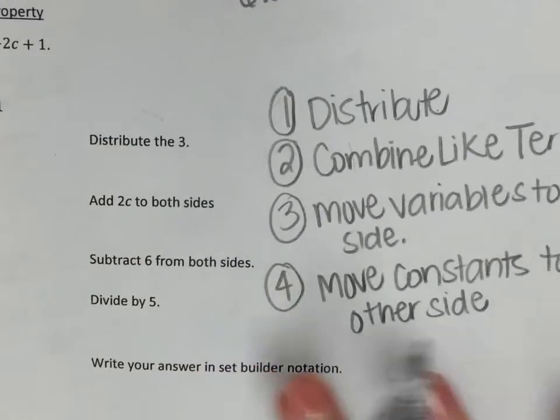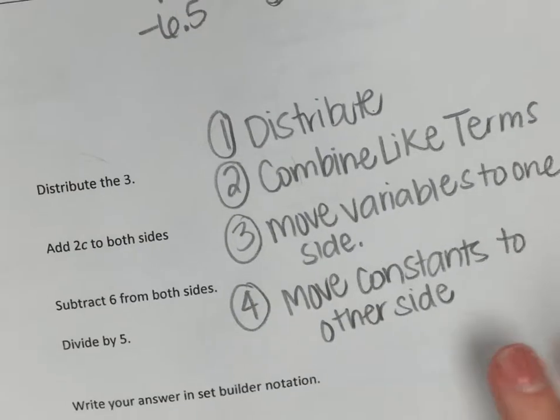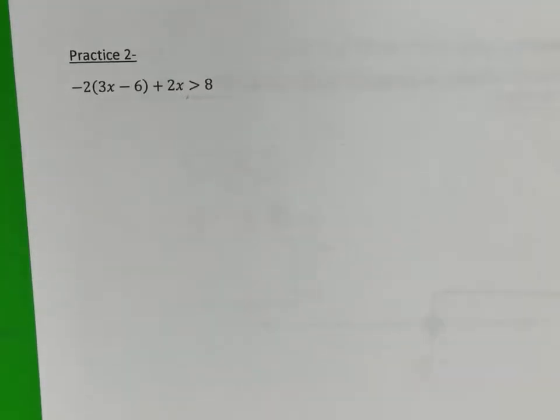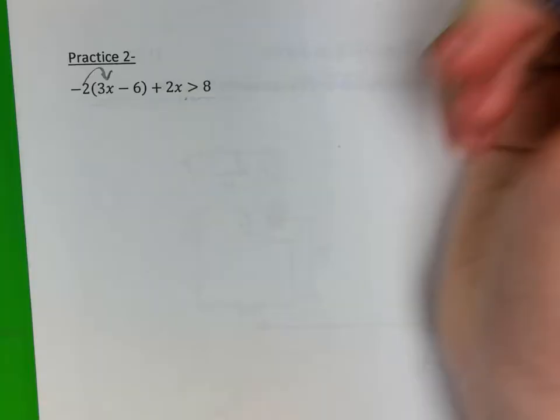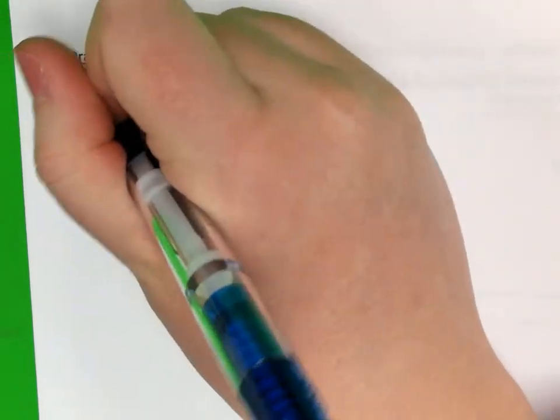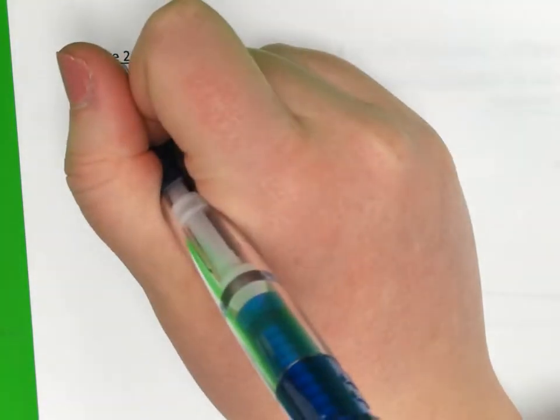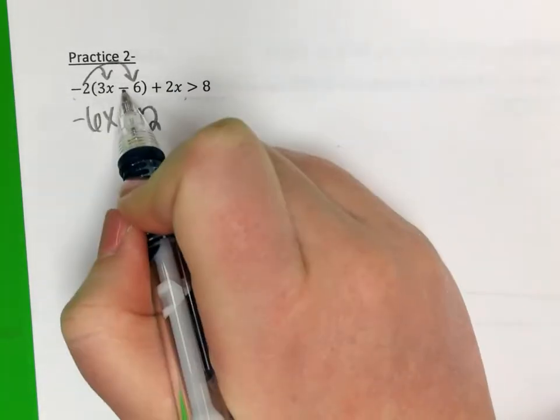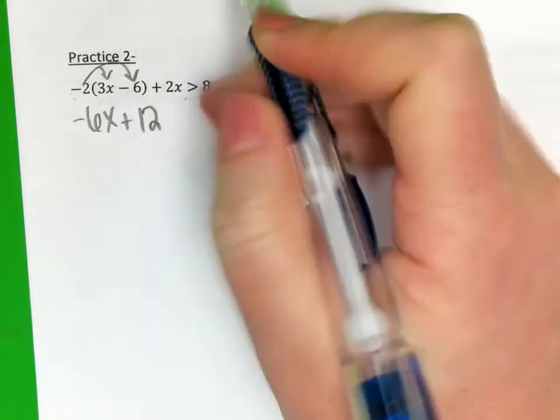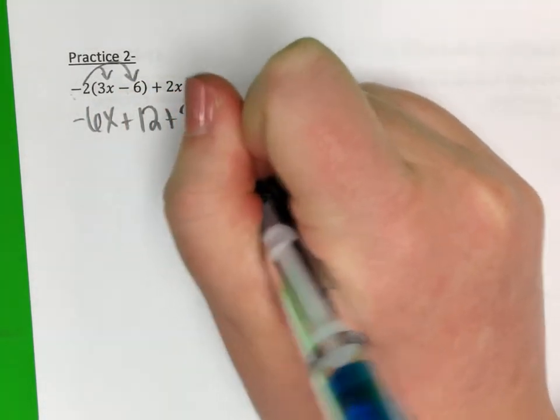All right. So y'all ready to just practice one? Yes. Okay. Let's go ahead and do the practice problem. We have negative 2, parentheses, 3x minus 6, close parentheses, plus 2x is greater than 8. What do we have to do first? Distribute. What's negative 2 times 3x? Good. Negative 2 times minus 6 is a... Careful. Positive 12. Since it's a negative 2 and a minus 6, a minus and a minus make a plus. This 2x is outside the parentheses, so we just drop it down.